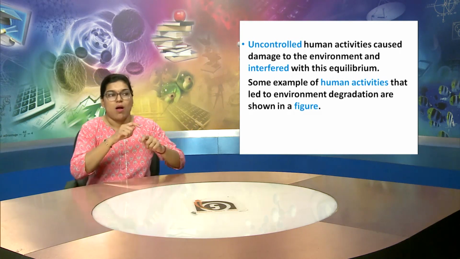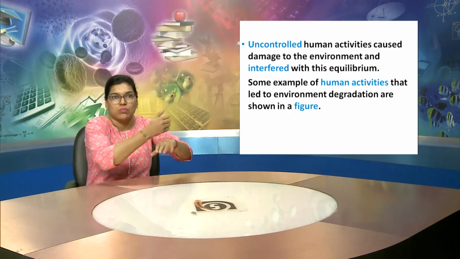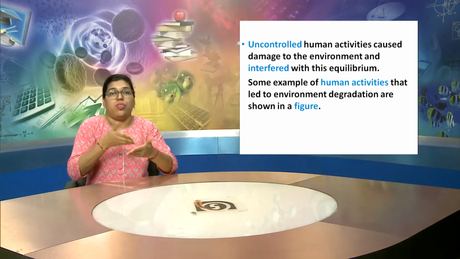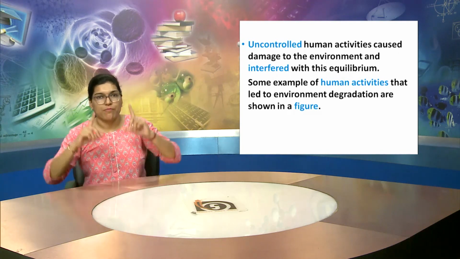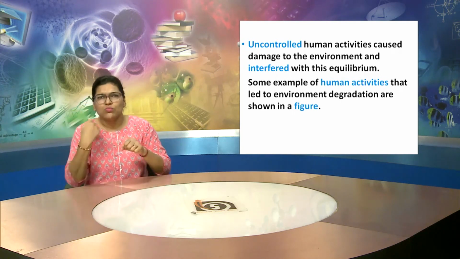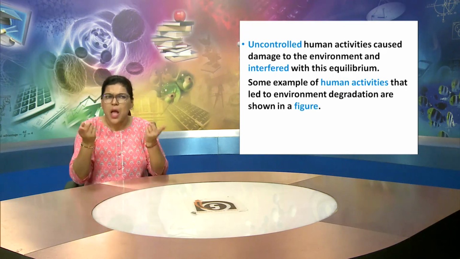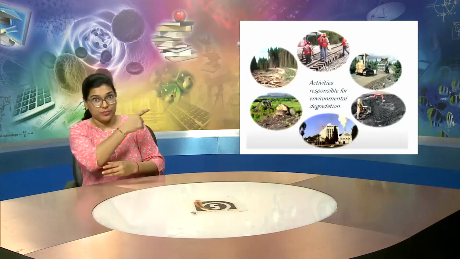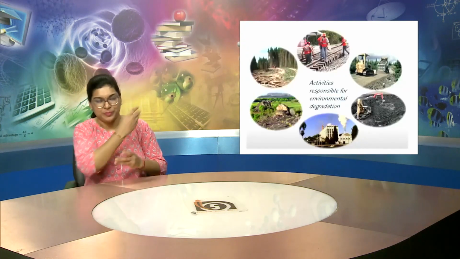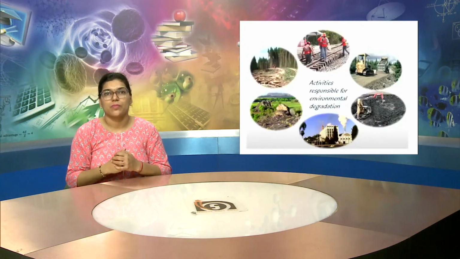So, some examples of human activities that led to environment degradation will be shown with the help of images. Like there are different kinds of activities which we humans do. All these are different activities which we as humans do.